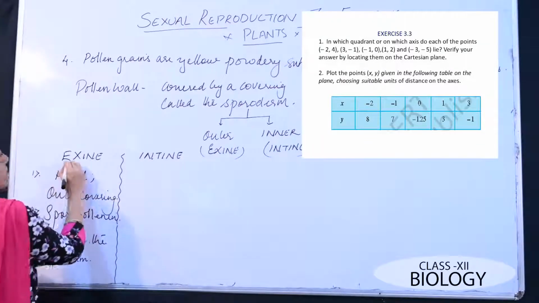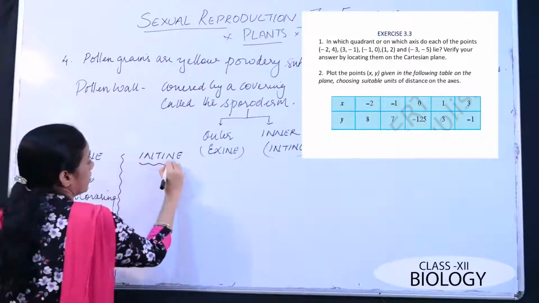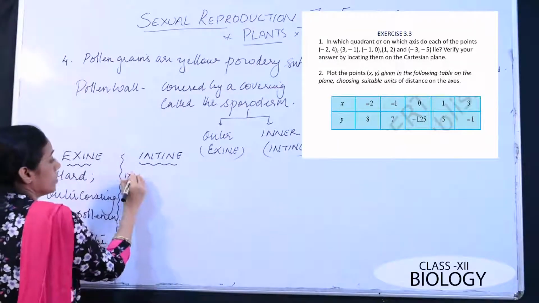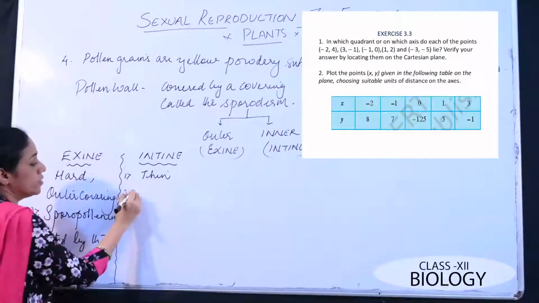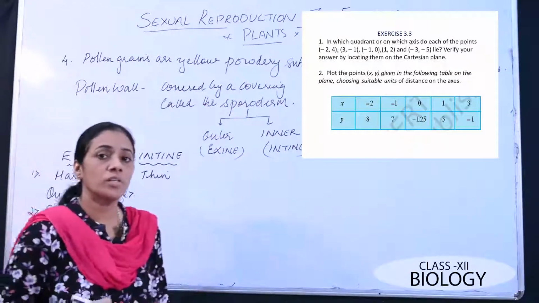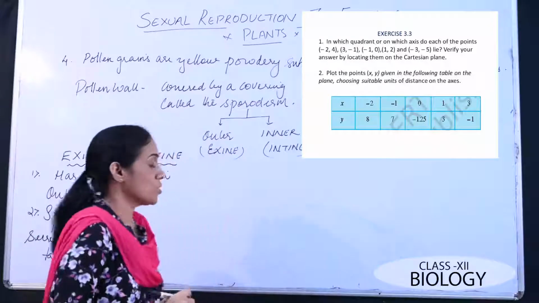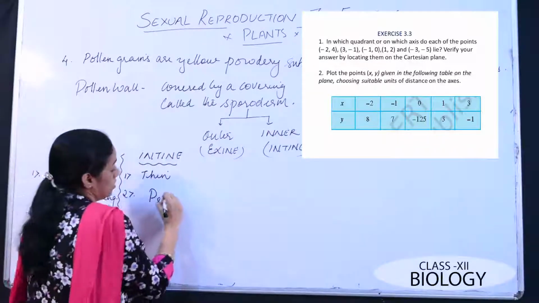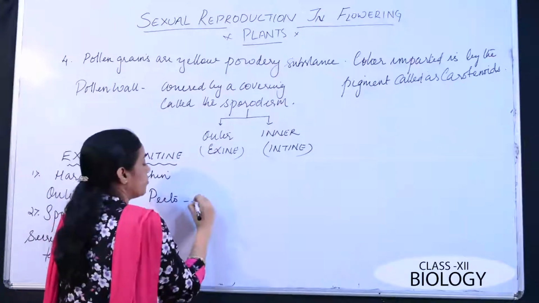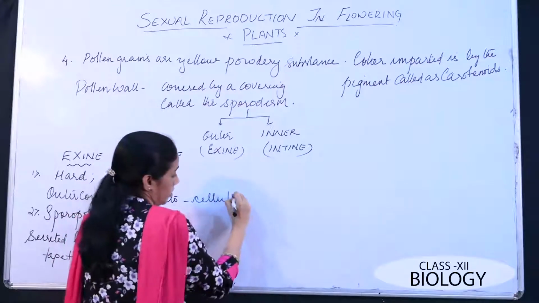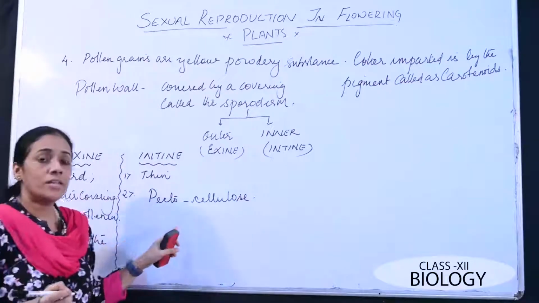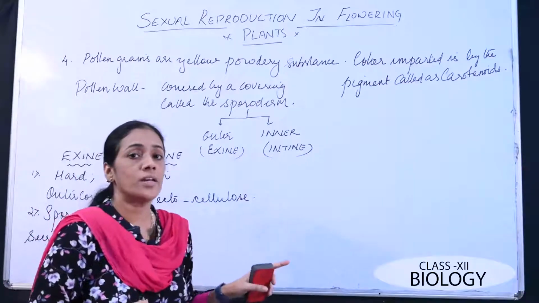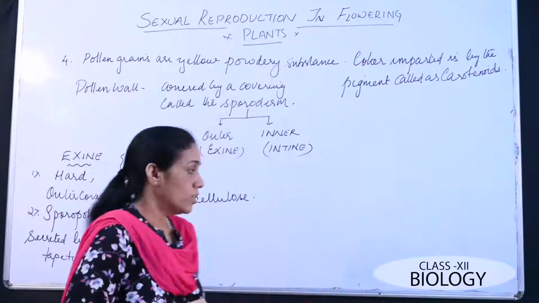Now what about the intine? Intine is thin and it is made up of pectocellulose. That is, the active ingredient is the pectin.